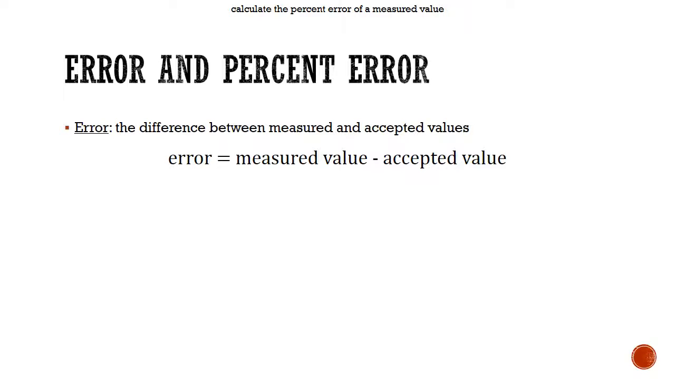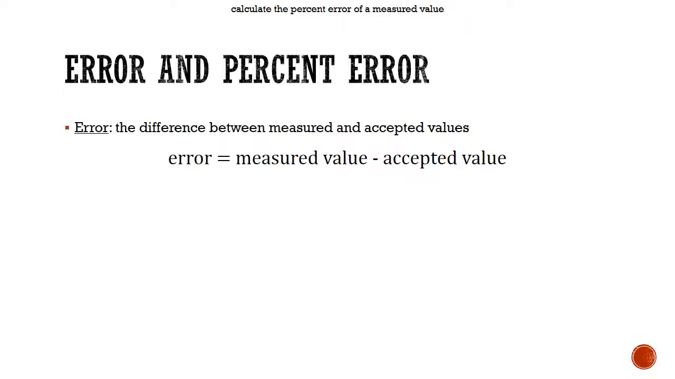So there are really two calculations that we want to be able to do. Those are error and percent error. Error is simply the difference between the measured value and the accepted value. So we take whatever you had as your measurement in the lab, and you subtract the accepted value. Note this could be positive or negative, which makes sense because your measurement can be high or low.